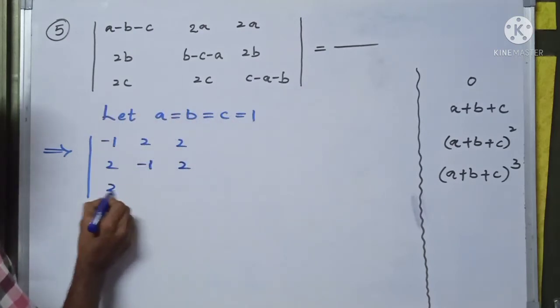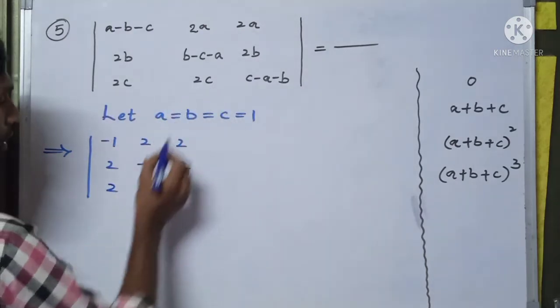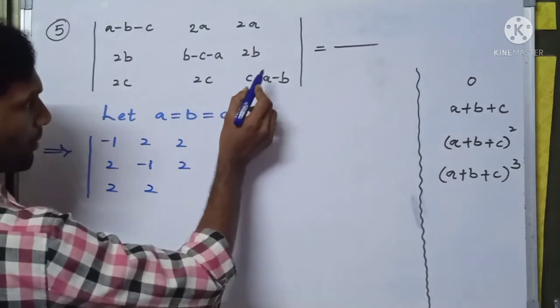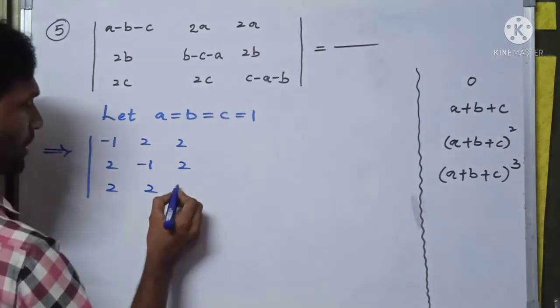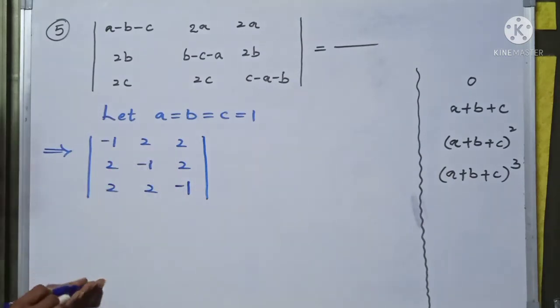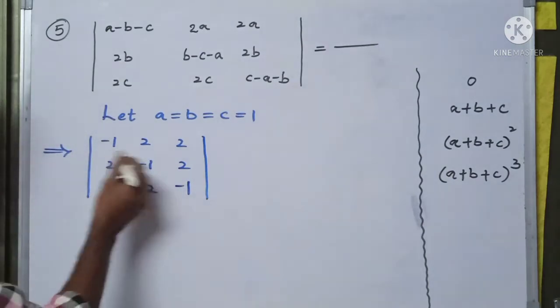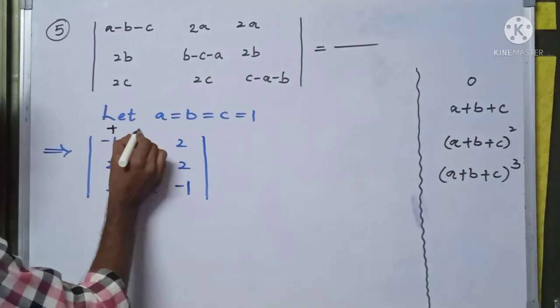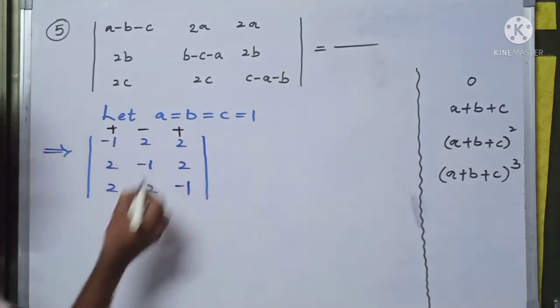2 into C, C is 1, 2 into 1 means 2. 2 into 1 means 2. 1 minus 1 minus 1, 1 minus 2, it is minus 1. Now expand this determinant by using the elements of the first row.